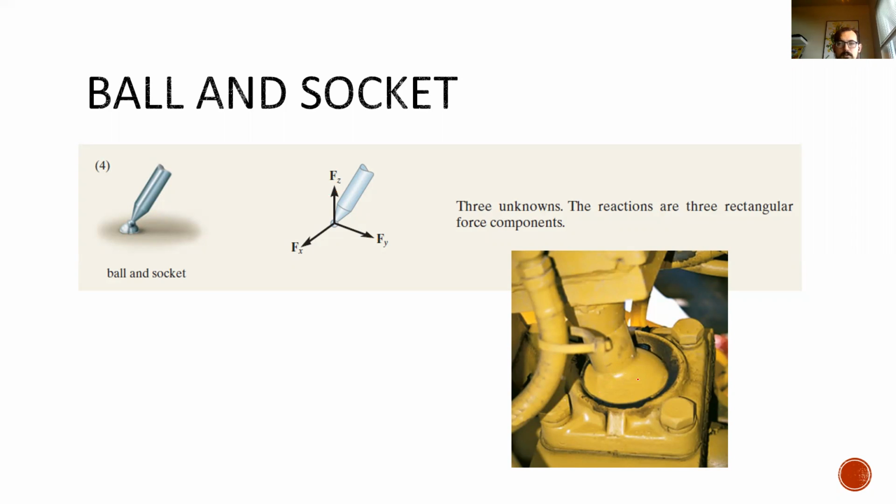This ball and socket joint actually looks a lot similar to joints in your own body. This is the way our shoulder joints and our hip joints work, right? You've got a ball and socket. This might be your femur coming into your hip bone.